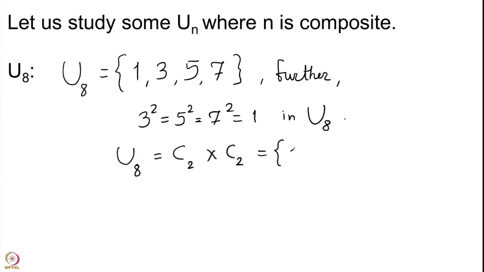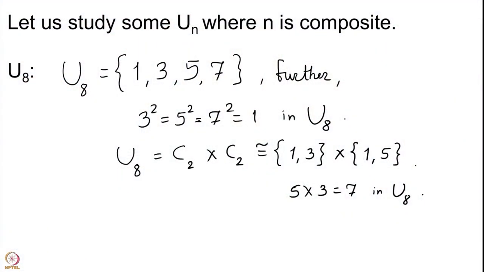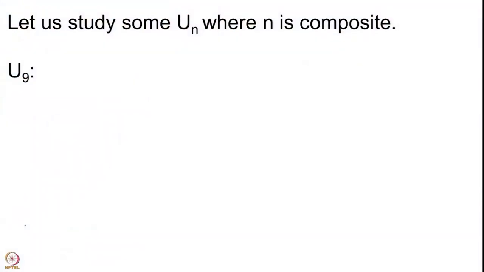You actually have one C2 which is 1, 3, this is the subgroup, and another C2 which is 1, 5, and note that 5 into 3 is equal to 7 in U8. So there is a natural map from the product of these two subgroups to the whole group U8, which gives you that U8 is an internal direct product of these two subgroups. So U8 is C2 cross C2. U9, we of course forgot one composite number 4, but that is something that we will be looking at later. So this is the next composite number, U9.